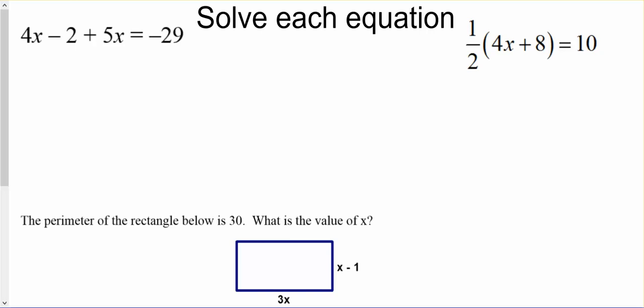This is the warm-up for lesson 8, variables on both sides, the second day. So take a second and do this warm-up.